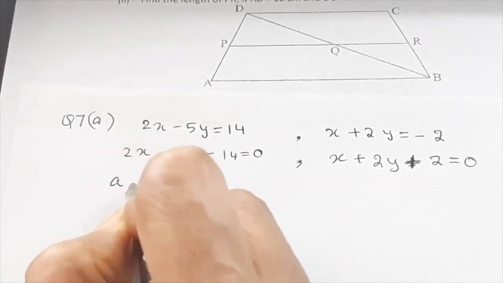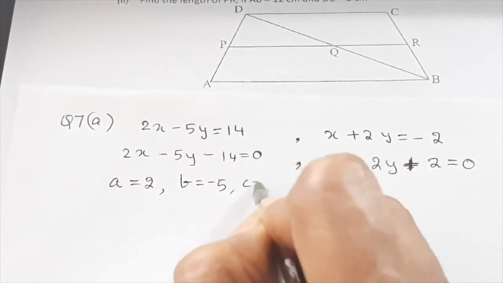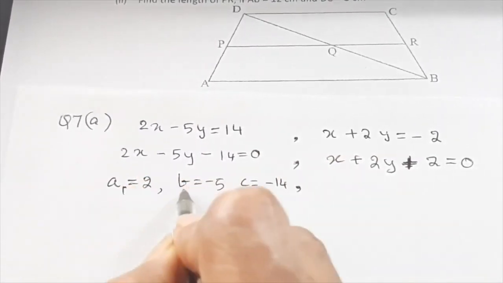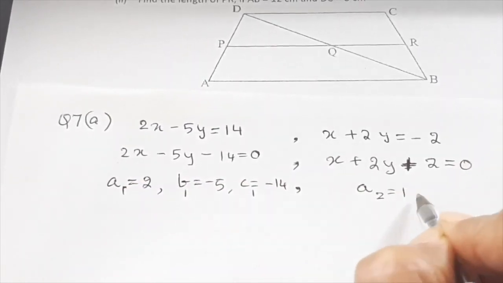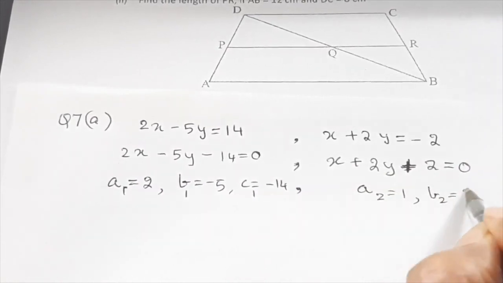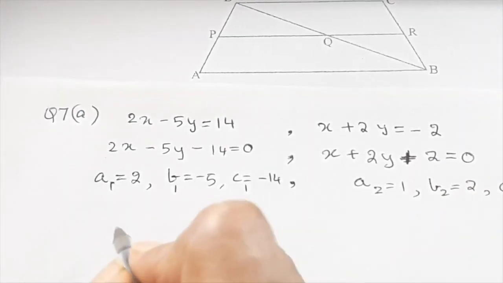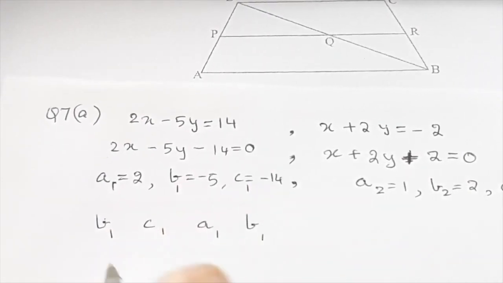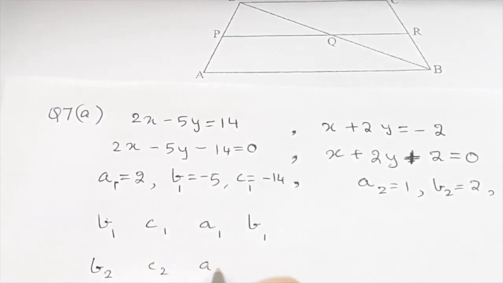So remember to convert this into ax plus by plus c equal to 0 in that format. So here we'll have a equal to 2, b equal to minus 5 and c equal to minus 14. And because it's the first equation, we'll call it a1, b1, c1. And this side, it will be a2 equal to 1, then 2y, so b2 equal to plus 2, and c2 equal to 2. Now, for cross multiplication, we have to make b1, c1, a1, b1, and below that we'll write b2, c2, a2, b2.